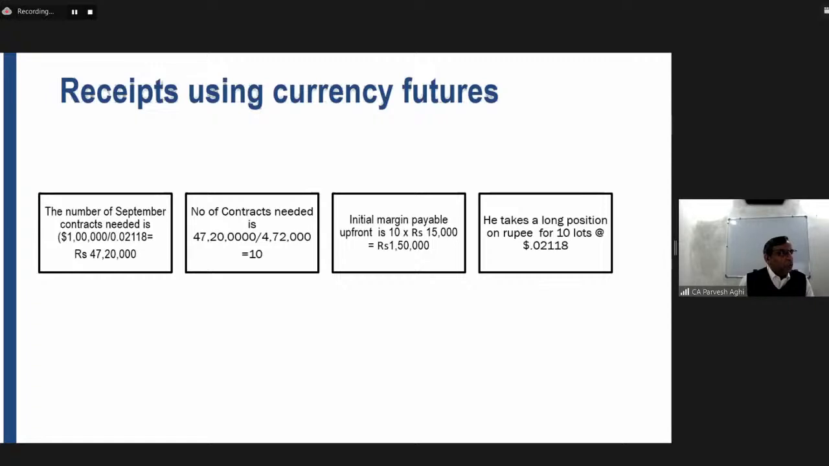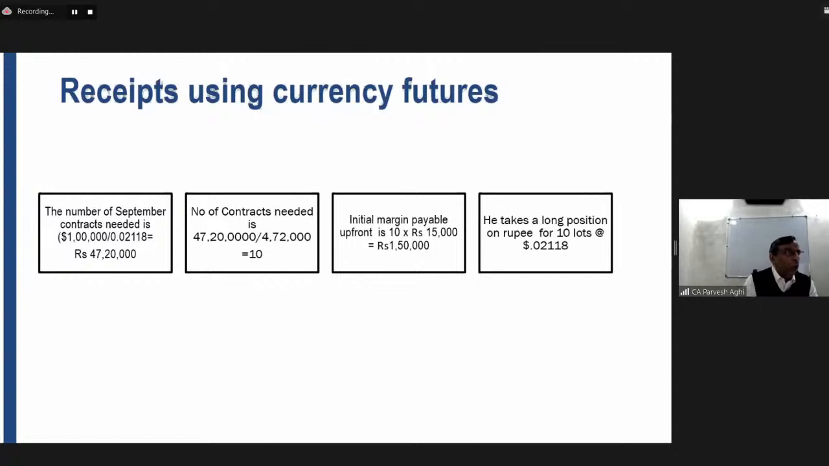So as an exporter, he is actually long in his underlying transaction. So he should take a short position. Short position in what? Dollars. But since the quote is reversed, he has to take a long position on rupee, which is equivalent to taking a short position in dollars. So remember that. That's a catch here.